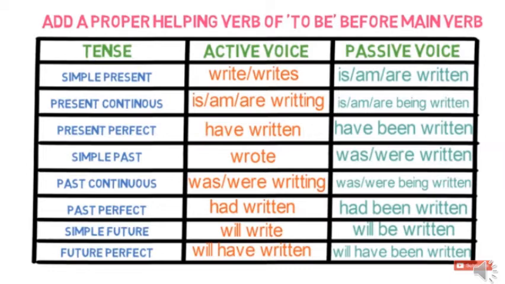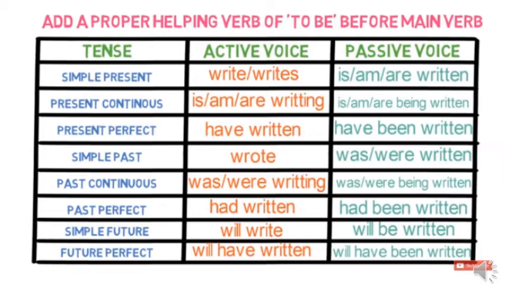Fifth, for past continuous tense, in active voice we use was or were and writing, while in passive voice we add being helping verb after was or were and verb 3 written. Sixth one, for past perfect tense, in active voice we use had written, while in passive voice we add helping verb been after had and written, which is verb third form.